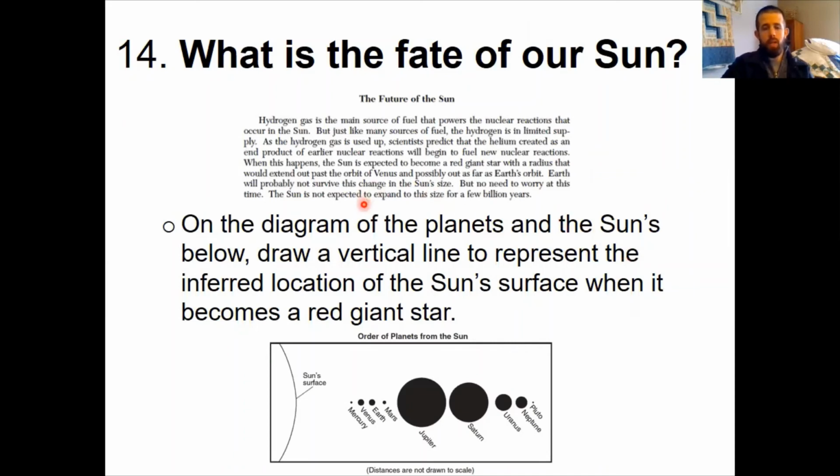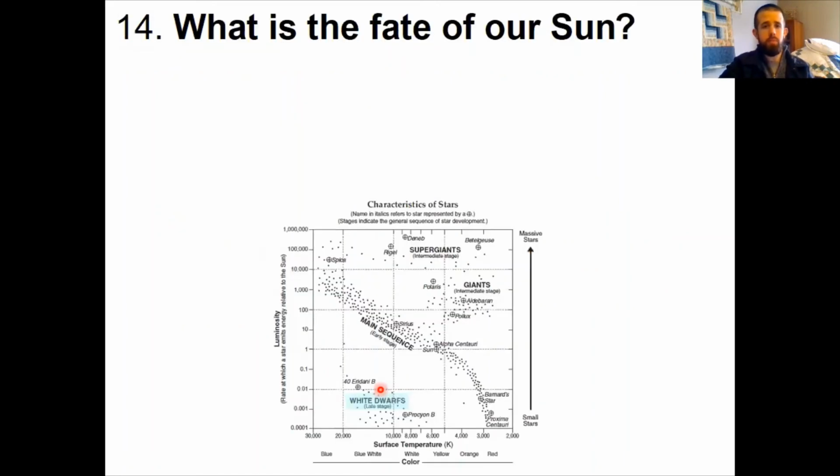This is kind of cool. I'm not going to read it to you, but the idea would be, on the diagram, if the sun becomes a red giant, like right now, this is where it is. Here's Earth. So where would the sun reach to? It would be basically touching Earth, right? So we would be toast. Not good for us. So try not to be around in 5 billion years.